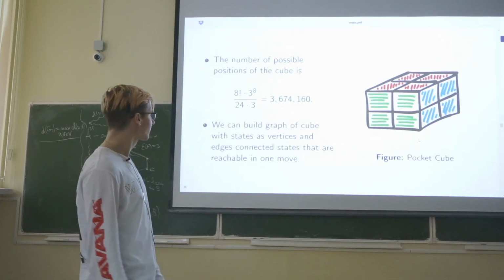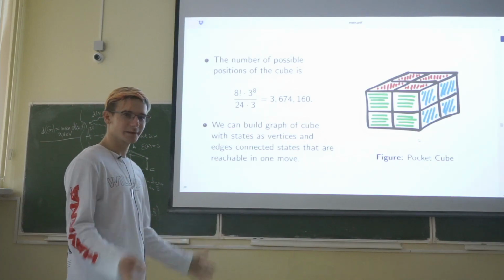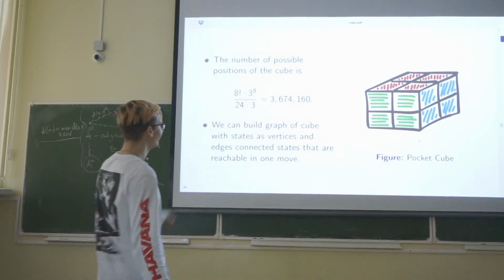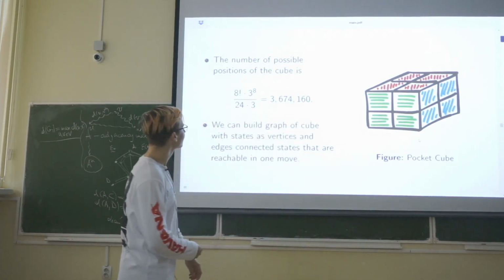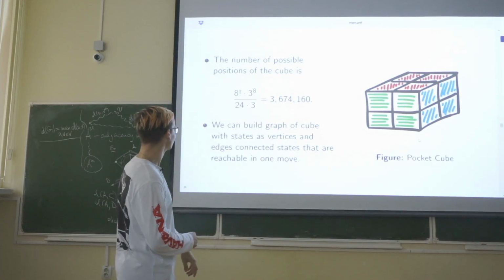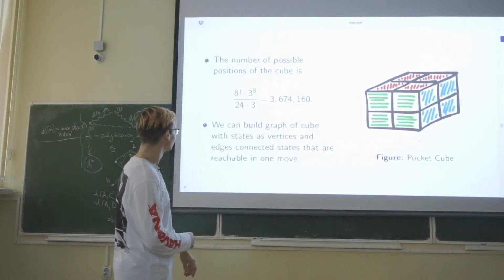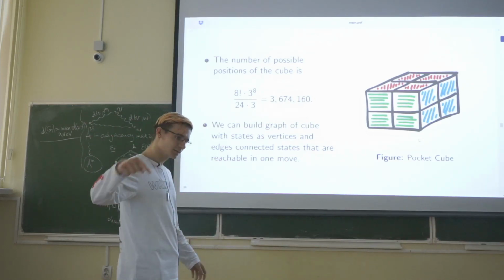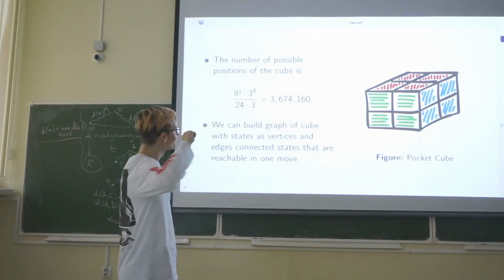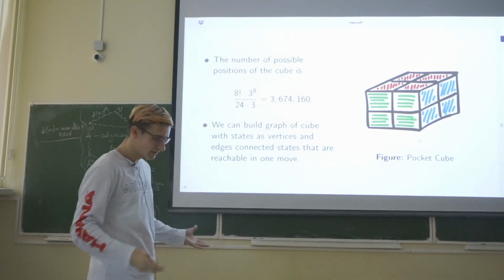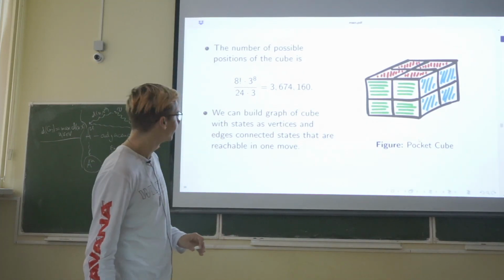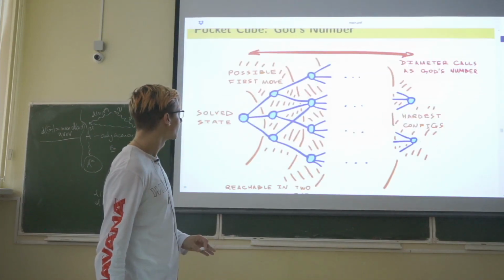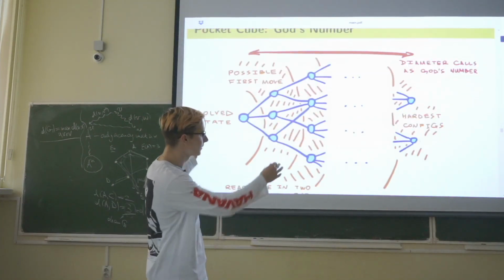Okay, but if you get, for example, not a pocket cube but the Rubik's cube, 3 times 3 times 3, the number of states is equal to billions of billions. And of course, it's very hard to get the graph, and count the diameter and count paths between them.